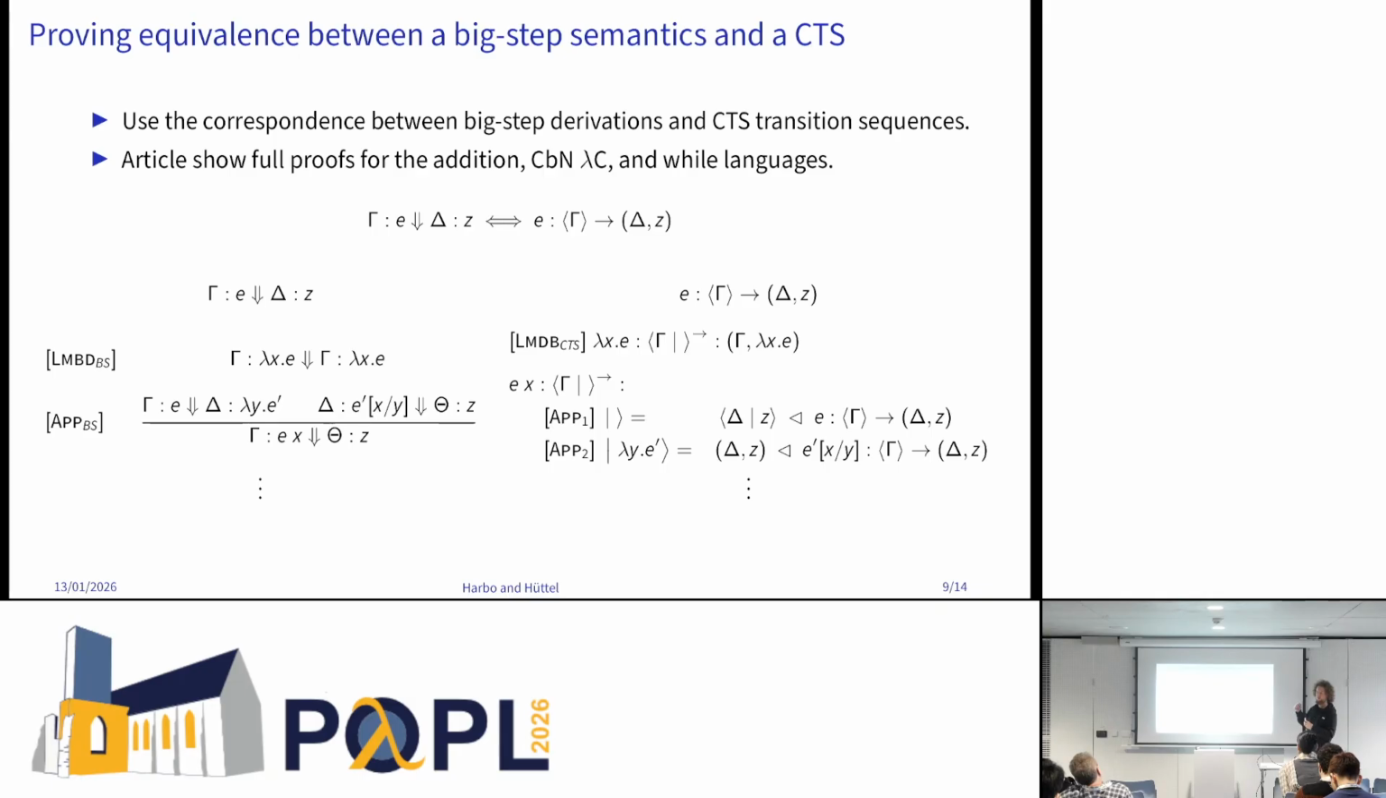Here we can use the correspondence between a big step derivation and computation trees that we saw in a previous slide. And as mentioned, you can see the full examples in the article, but here I'll just show you a small part of the proof for the lambda-calculus, where we prove the two semantics equivalent in the manner stated right here. Starting off with the lambda abstraction rule, this is quite simple. Both the big step semantics and the CTS evaluate some heap and lambda abstraction to the same heap and lambda abstraction. So the proof is immediate in both directions.